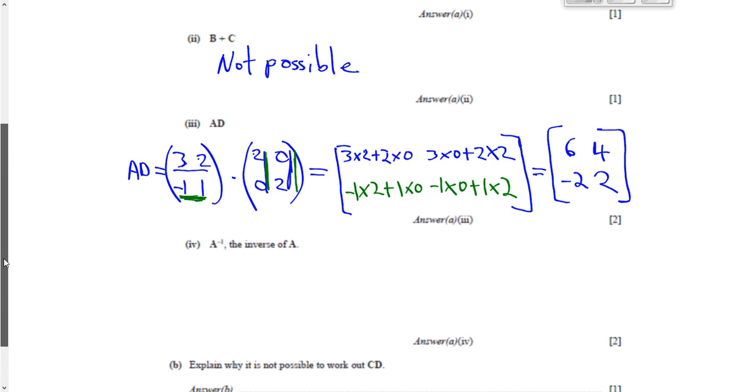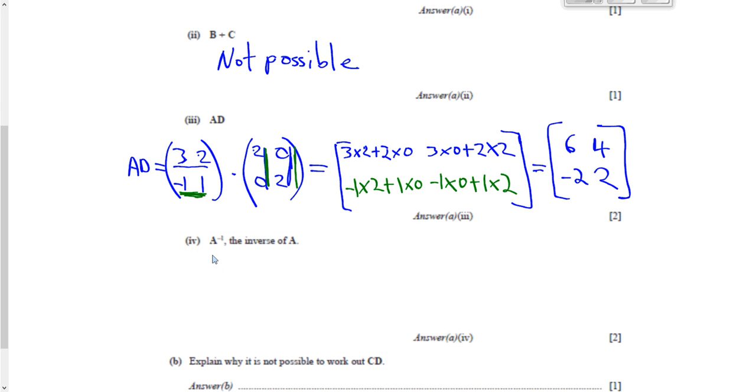Now we need to find A inverse. Okay, A to the power of negative 1. That's the inverse of A. All right, now first of all, I'm going to write down A over here. So I've got A is 3, 2, negative 1, 1. All right, that's our A over here.